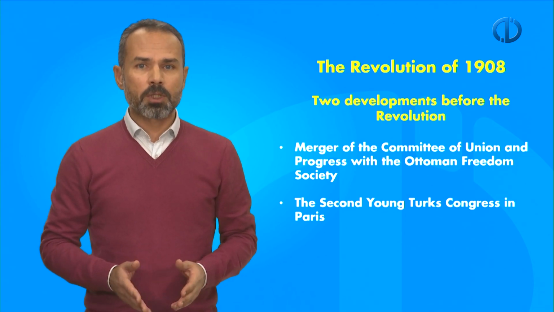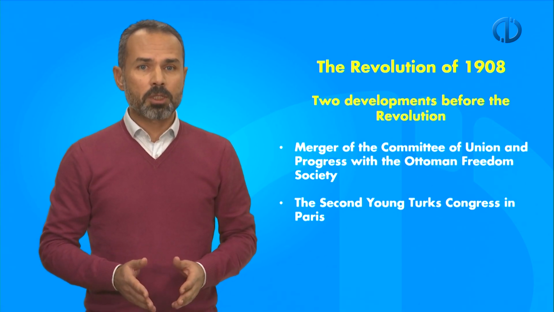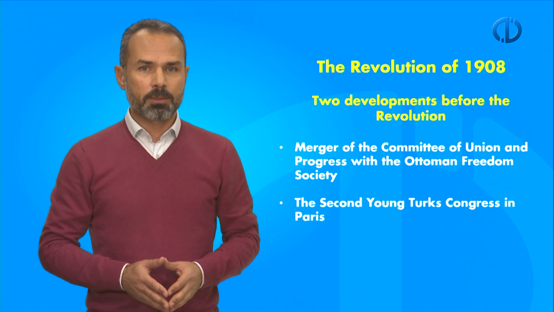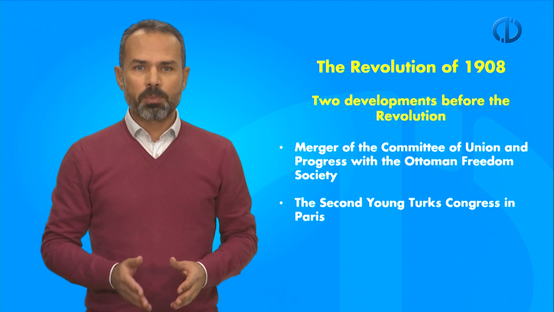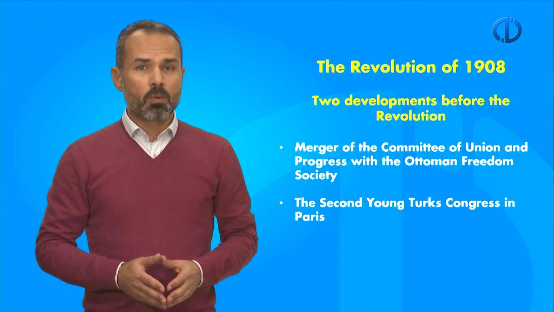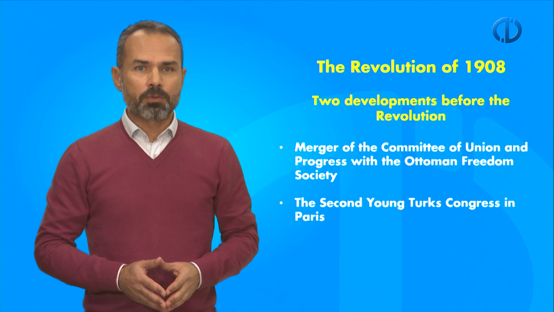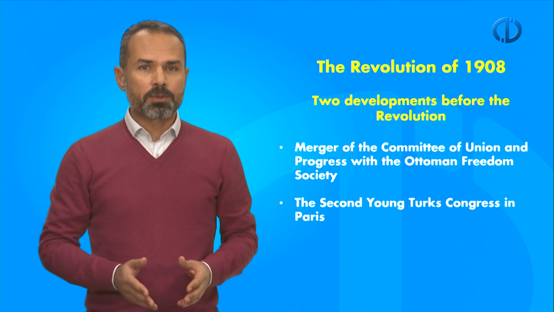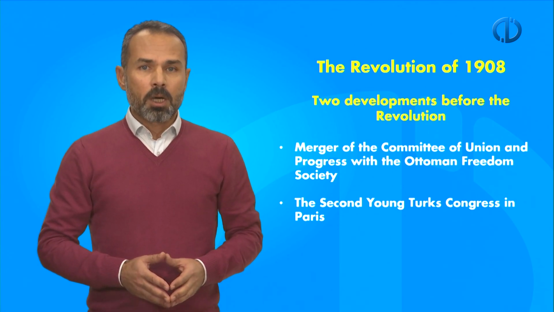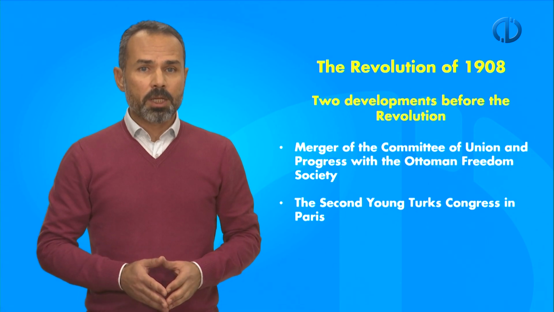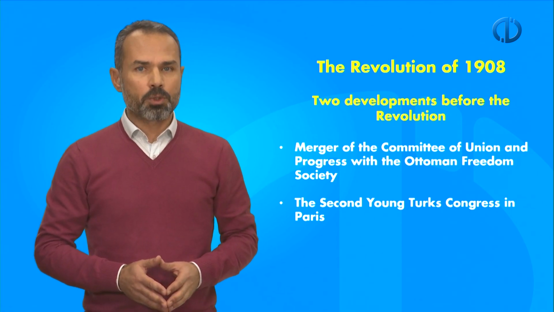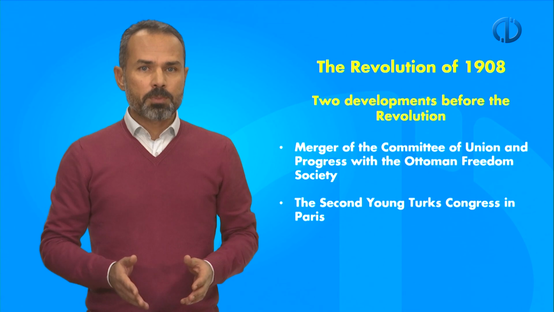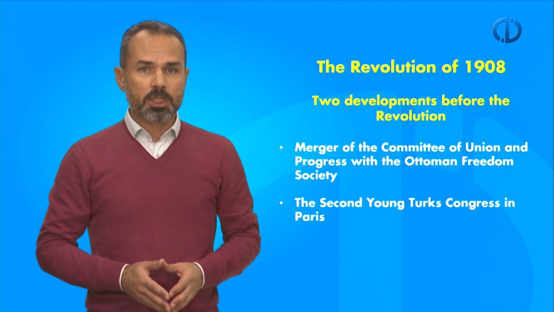The restoration of the constitutional regime was a result of the efforts of the Committee of Union and Progress. We need to mention two developments here which took place before the revolution. One of them was the merger of the Committee of Union and Progress and the Ottoman Freedom Society. Ottoman Freedom Society had a wide network in Macedonia, and among their members were bureaucrats and young officers in the Second and Third Armies. So, this merger strengthened the cause of the committee.